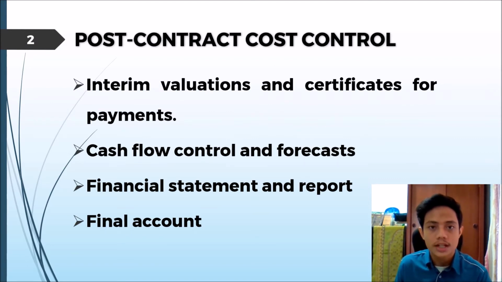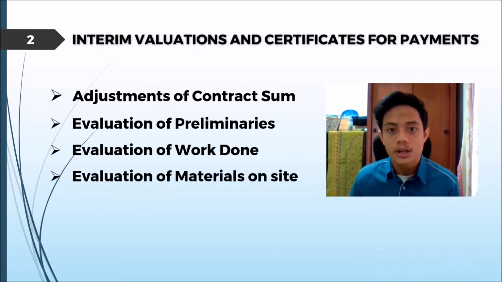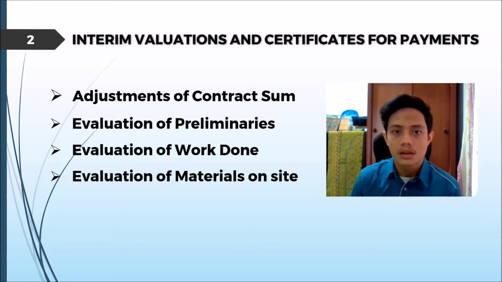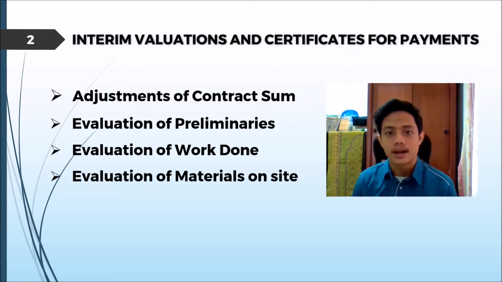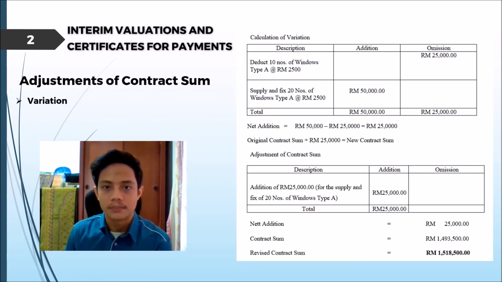Now, the post-contract cost control will involve these four major components, of which the first is the interim valuations and certificates for payments, which can then be divided into four main tasks. The first of these is the adjustment of the contract sum. In the case where there is any variation that will affect the contract sum during the construction phase or the post-contract phase, the contract sum will be adjusted according to the effect of the changes or variations, as shown in this slide.